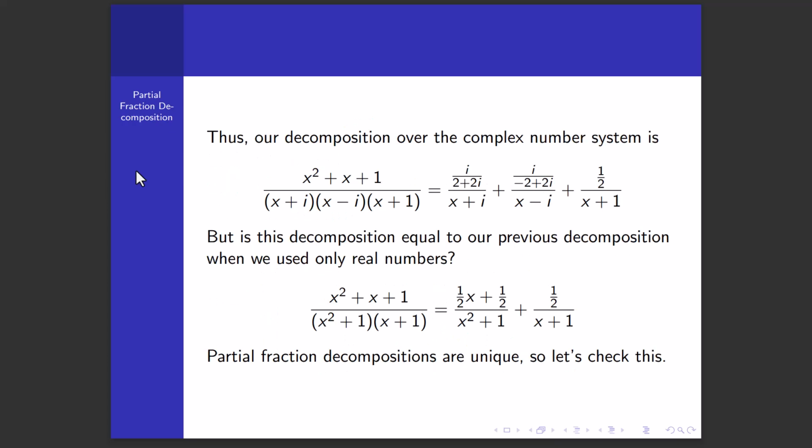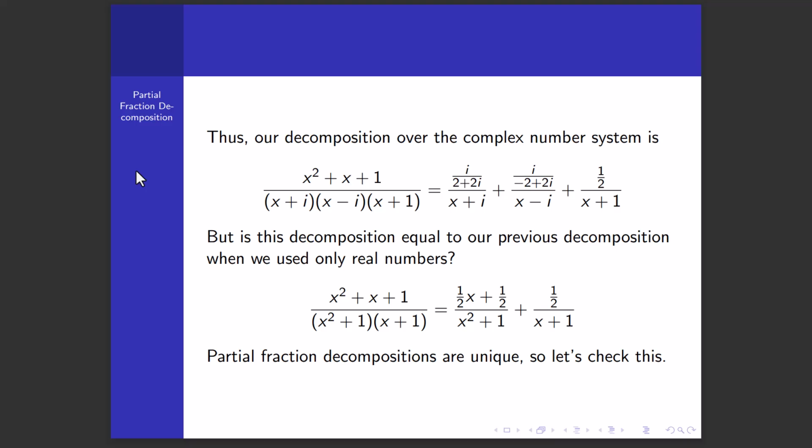So our decomposition over the complex number system for x squared plus x plus 1 divided by x plus i times x minus i times x plus 1 becomes i divided by 2 plus 2i, that's divided by x plus i, plus i divided by negative 2 plus 2i, and that's going to all be divided by x minus i, and then plus 1/2 divided by x plus 1. But the question here is, is this decomposition actually equal to our previous decomposition when we used only real numbers? Partial fraction decompositions are unique, so this should be two representations of the same thing. They should be equal to each other.